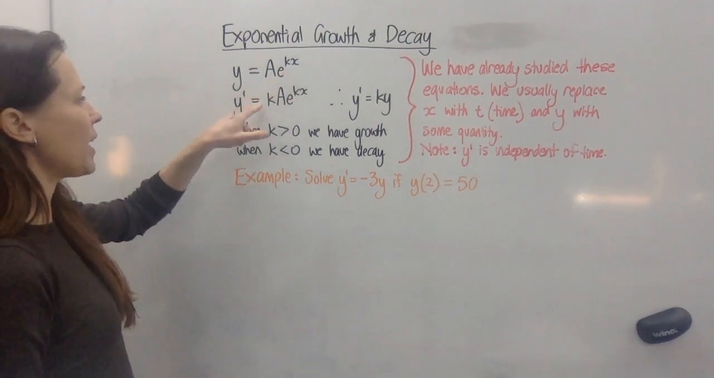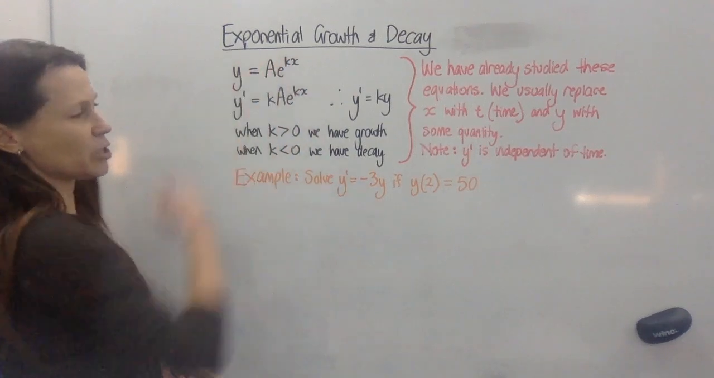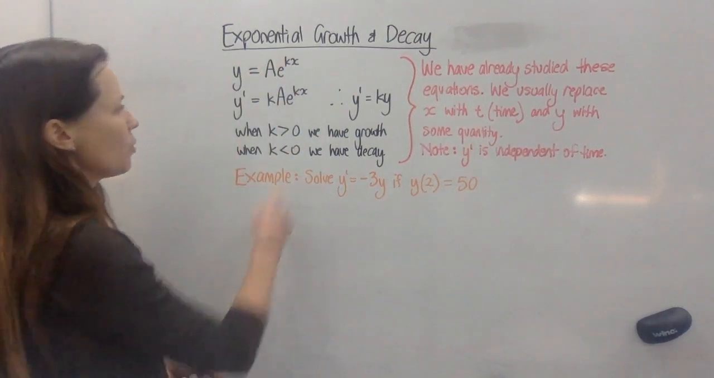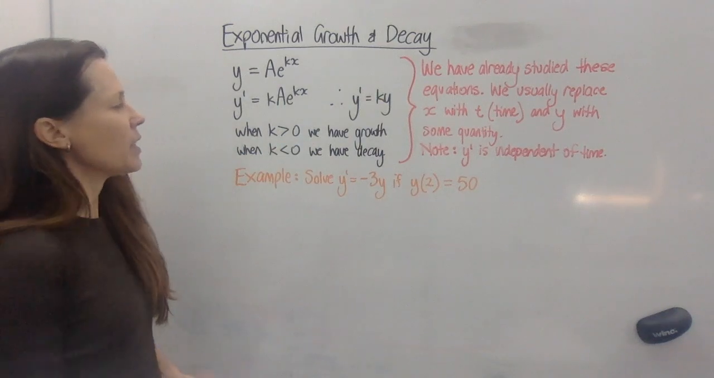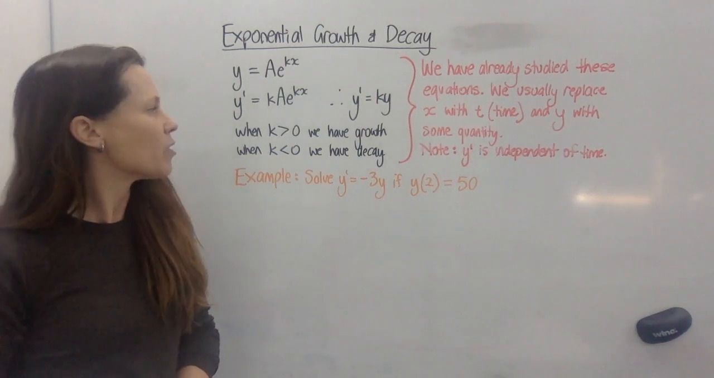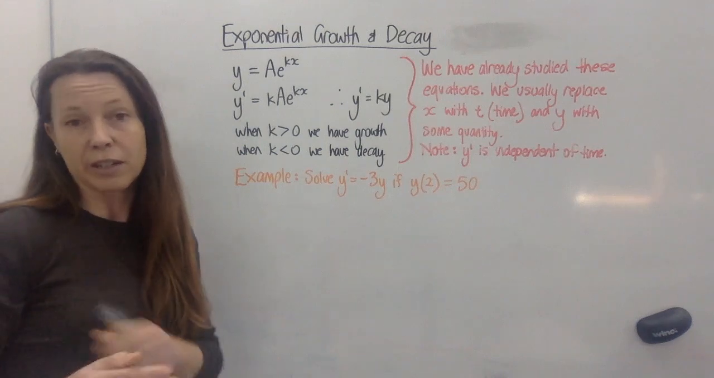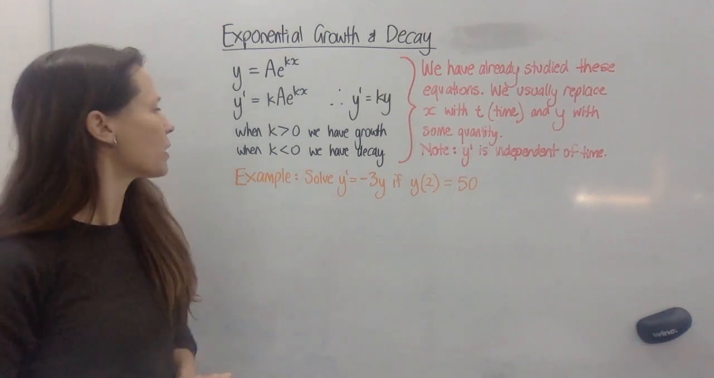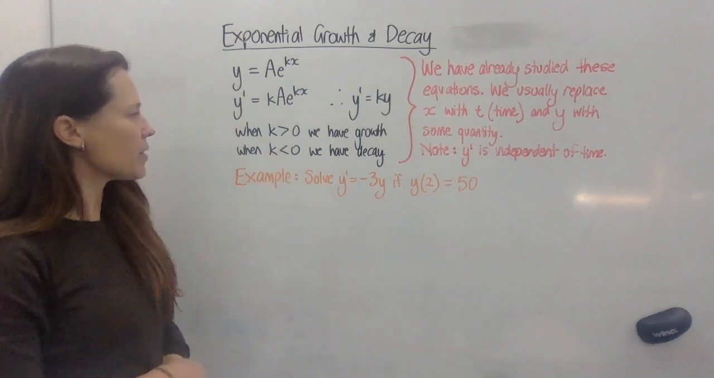We're just bringing the k out the front, and we end up with k multiplied by the entire original equation itself, which means we get k multiplied by y. Now what this really means is that the first derivative is a function of the population itself. Now mostly we replace x with t because we're generally looking at time when we're thinking about how things grow or decay. When k is greater than 0, we've got growth. When k is less than 0, we've got decay.